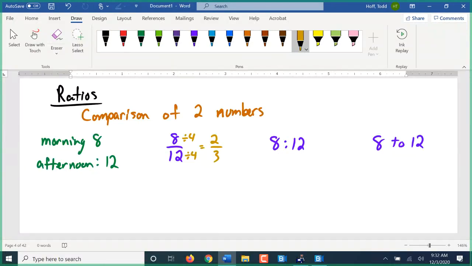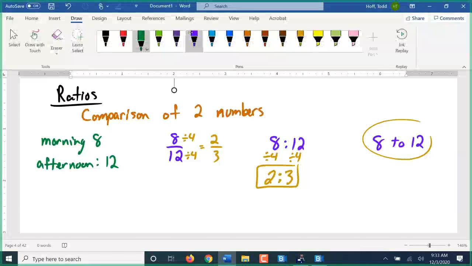We can do that in our other forms. We're used to doing it with a fraction, so it looks familiar. In our other forms, it can be done. It would just look a little different. Dividing both by 4, 8 divided by 4 is 2. 12 divided by 4 is 3. We get 2 to 3. And the same would happen over here.